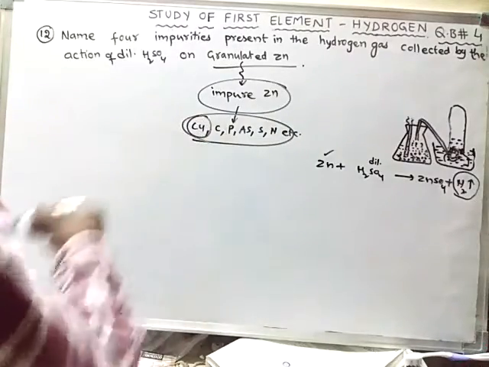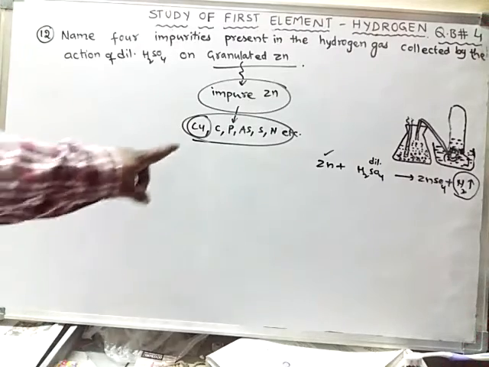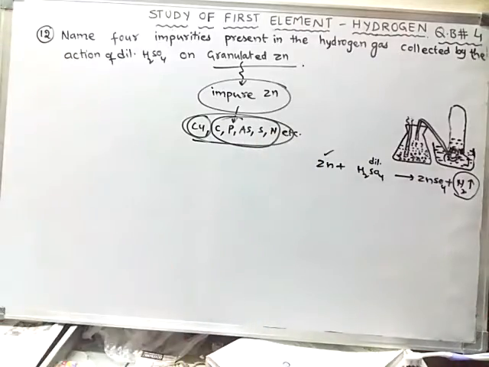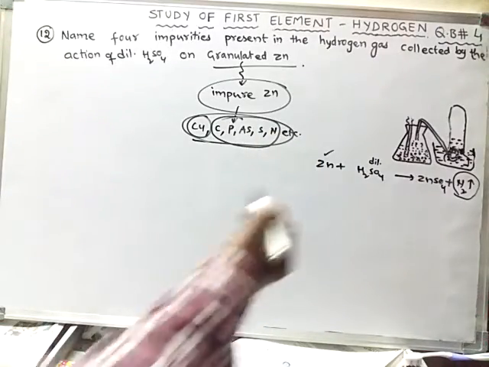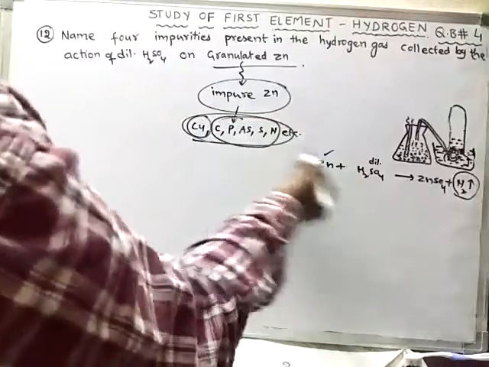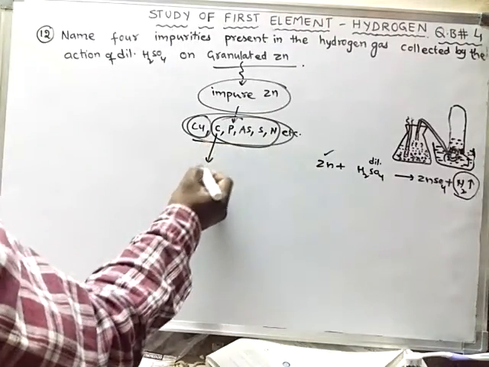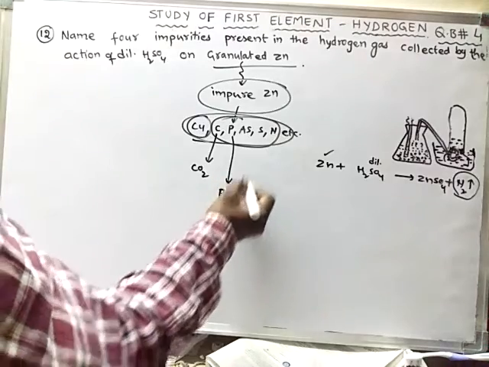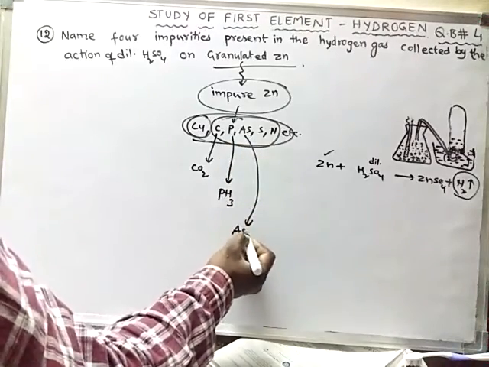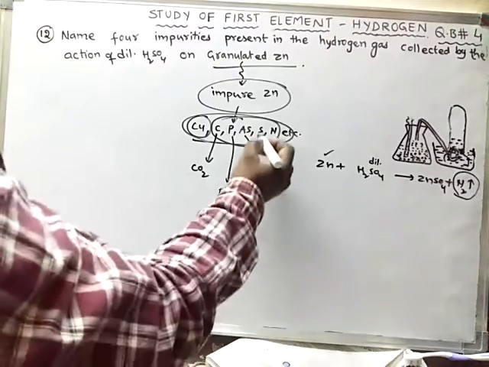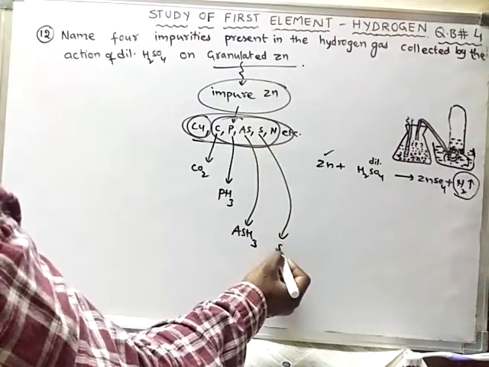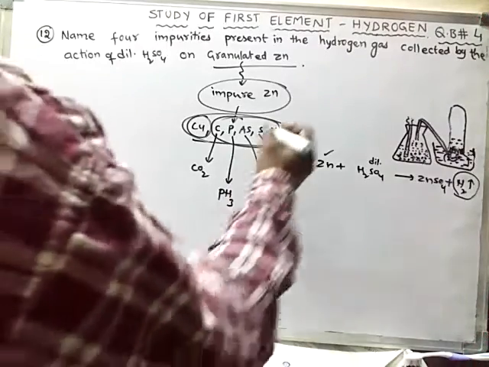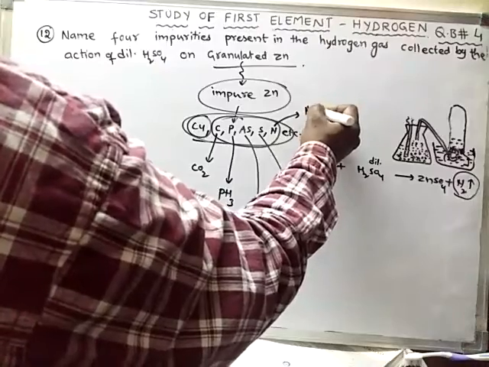This copper impurity is useful, because it acts as a catalyst. But the other impurities are converted into some gases during this reaction. Carbon is converted into carbon dioxide gas. Phosphorus is converted into phosphine gas. Arsenic is converted into arsine gas, which is a poisonous gas. Sulfur is converted into either sulfur dioxide or H2S gas. These are both gases. Nitrogen is converted into nitrogen oxides.